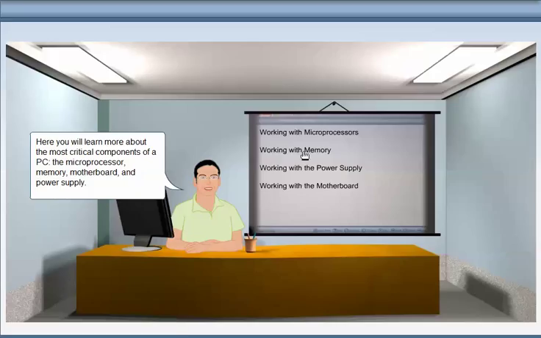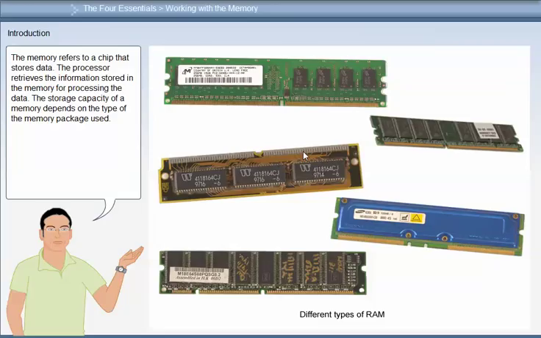and power supply. Click. The memory refers to a chip that stores data. The processor retrieves the information stored in the memory for processing the data. The storage capacity of a memory depends on the type of the memory package used.